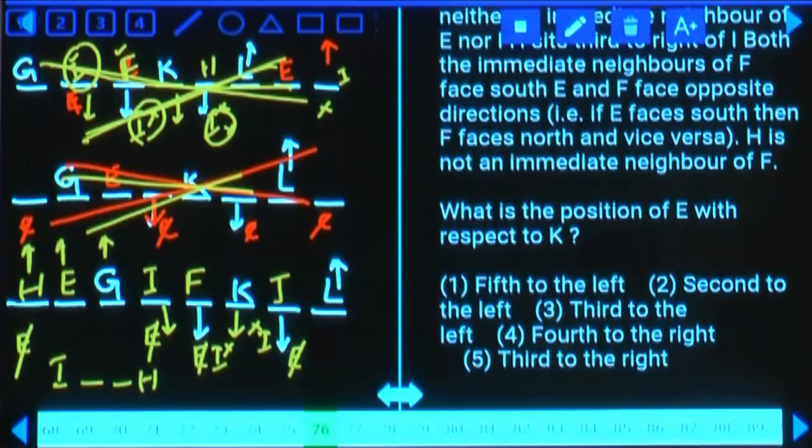Then question number 76. What is the question here? What is the position of E with respect to K? Position of E with respect to K: 1, 2, 3, 4, 4th to the right. And 4th to the right is given in choice 4.